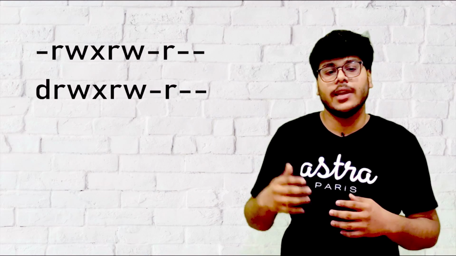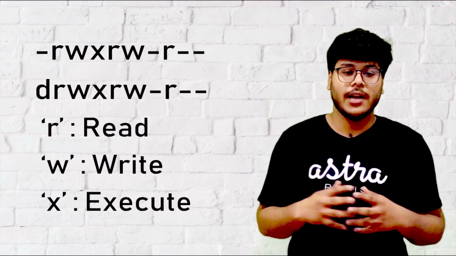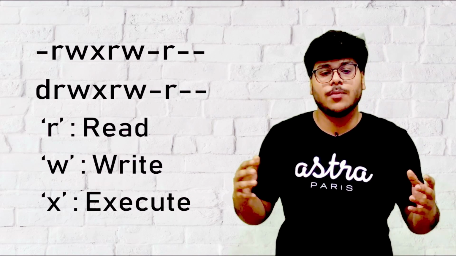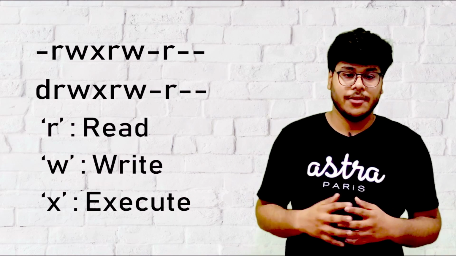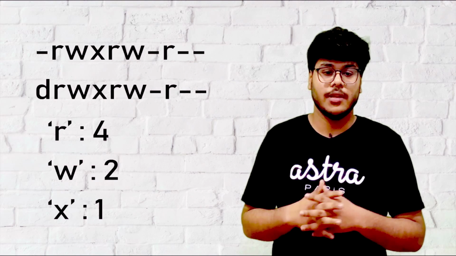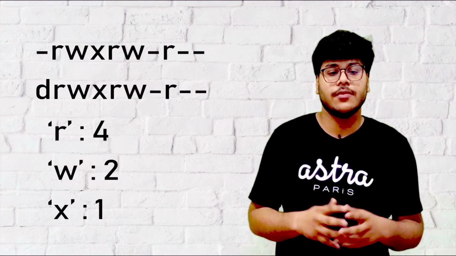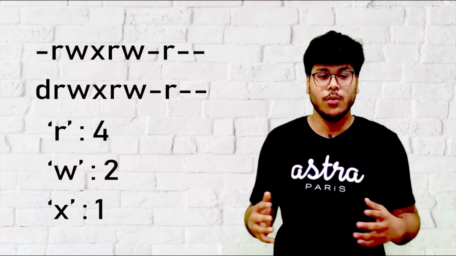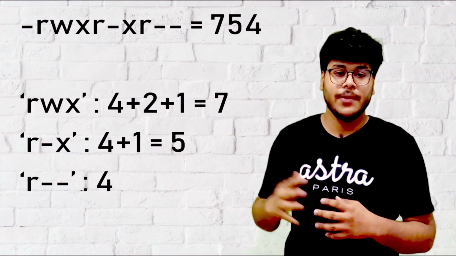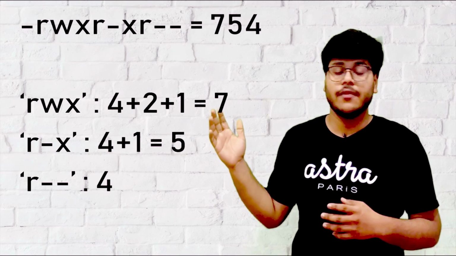Now here, R, W and X have respective meanings. R stands for read, W for write and X for execute. You can also represent these permissions in a numeric format. R, W and X each have a respective weight. R has a weight of 4, W has a weight of 2 and X has a weight of 1. So for this given example, the permission would be 754.